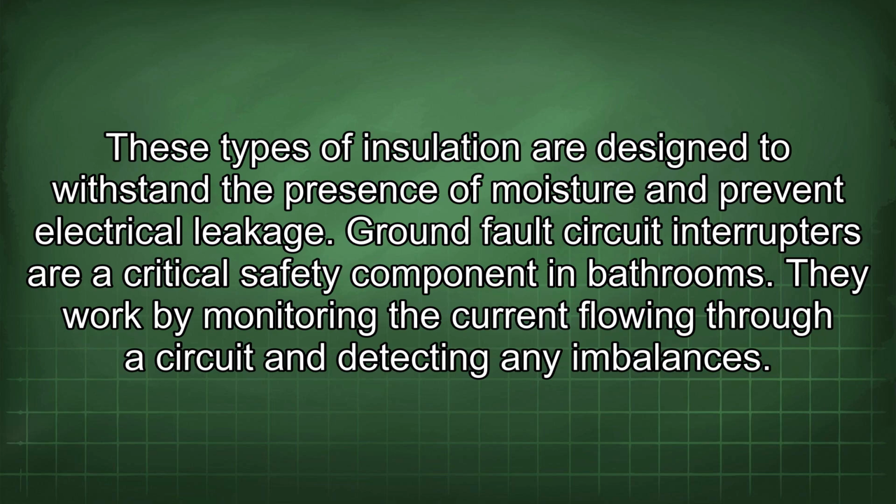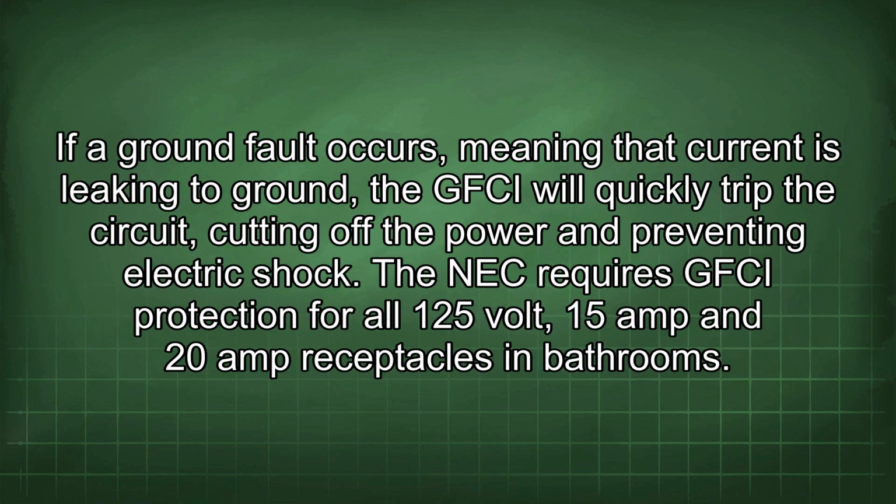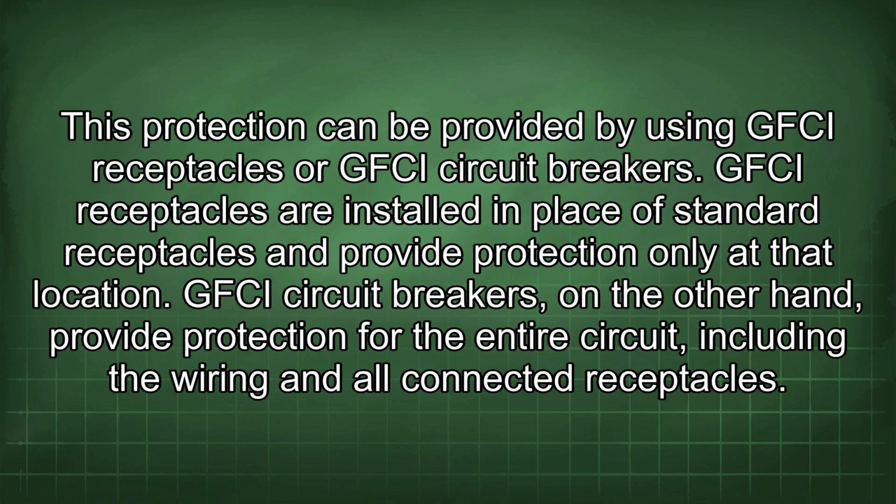Ground fault circuit interrupters are a critical safety component in bathrooms. They work by monitoring the current flowing through a circuit and detecting any imbalances. If a ground fault occurs, meaning that current is leaking to ground, the GFCI will quickly trip the circuit, cutting off the power and preventing an electric shock. The NEC requires GFCI protection for all 125 volt, 15 amp and 20 amp receptacles in bathrooms. This protection can be provided by using GFCI receptacles or GFCI circuit breakers.